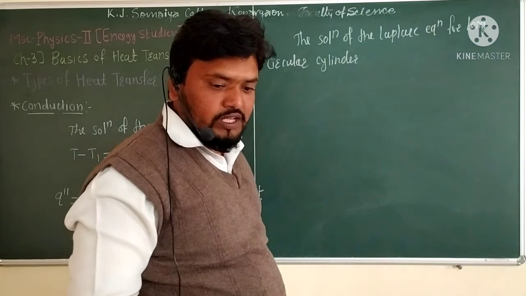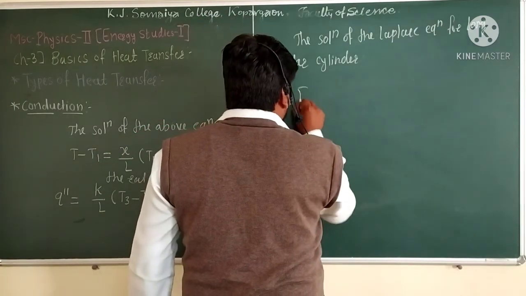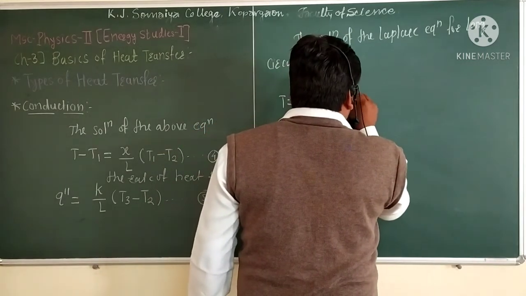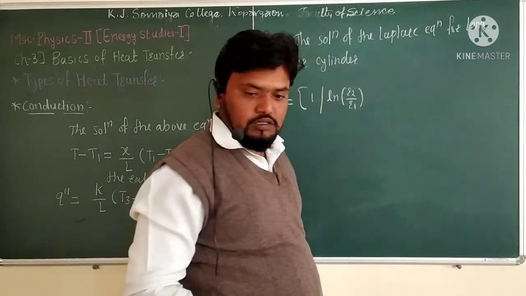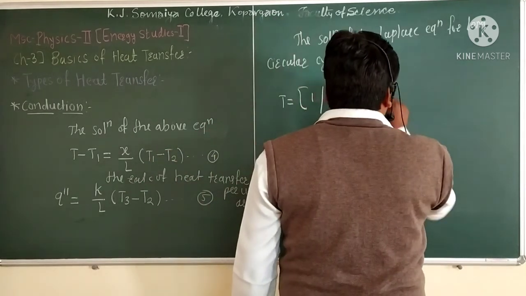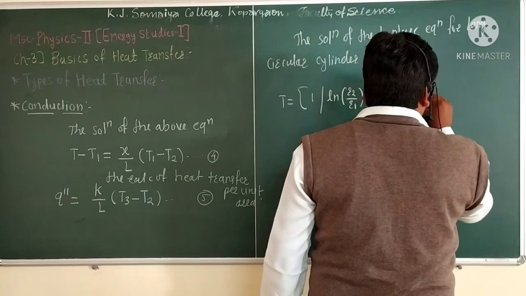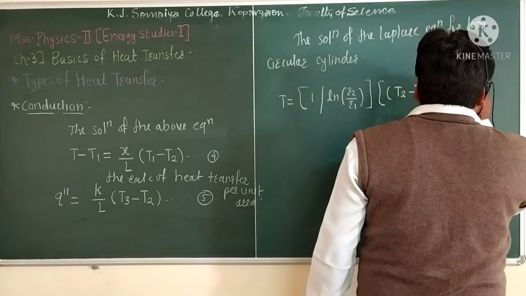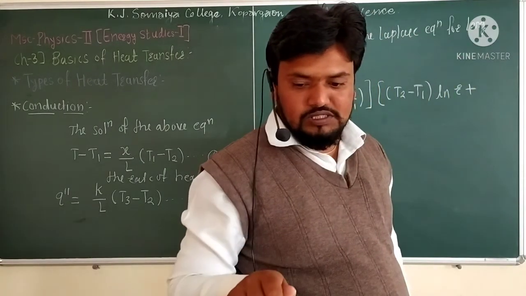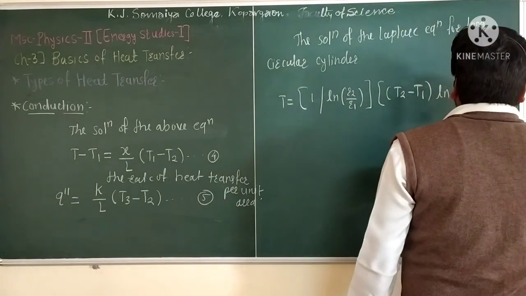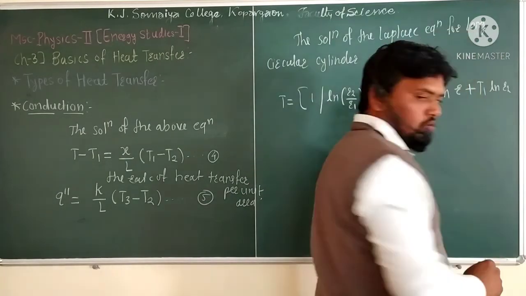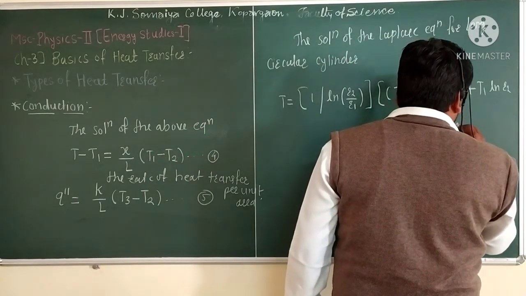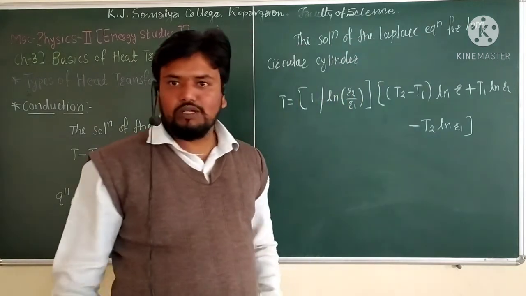T is equal to 1 upon ln of (R2 divided by R1), bracket complete, into (T2 minus T1) into ln of R, plus T1 ln of R2 minus T2 ln of R1. So this is the solution of the given Laplace equation.